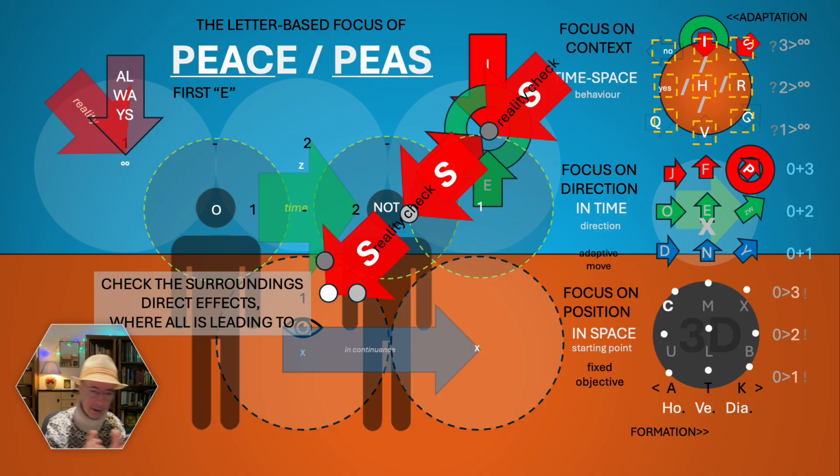You focus on space, on time, and on the time space. Is it all matching? Is it all coming together in space, in time, in context? Okay, then we have it. We check the surrounding, the direct effects, where all the things are leading to in its formation process. That's a focus in C. It's not just C, it's also with E.